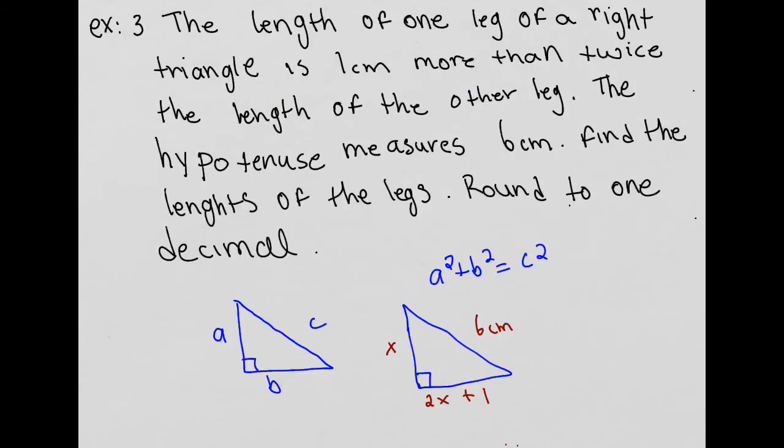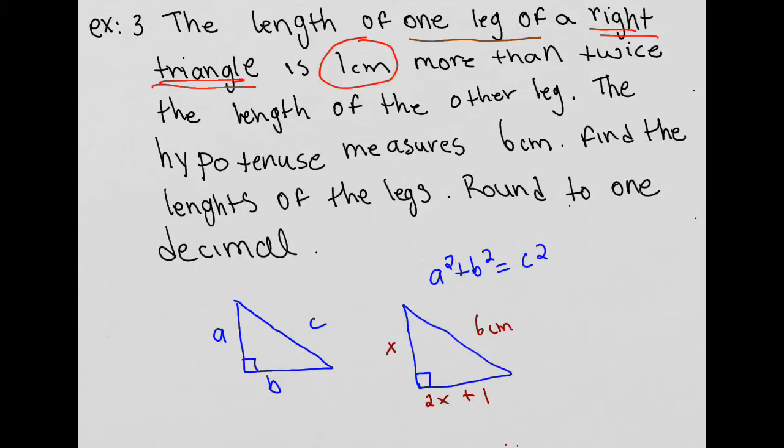So in this application, we're going to use the quadratic formula to solve it. But first we have to set it up so we can have an equation. So let's go ahead and read it. It says the length of one leg of a right triangle is 1 centimeter more than twice the length of the other leg.